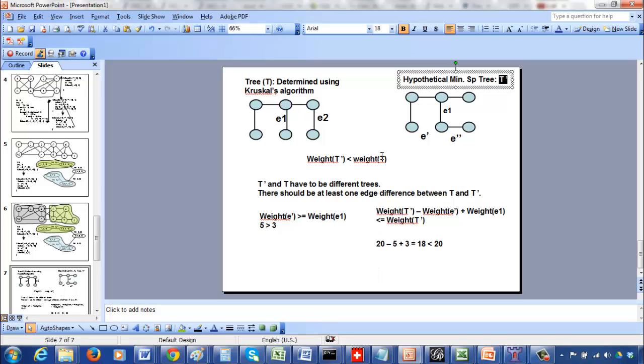Now you also notice that by doing this kind of edge change, we are making T and T prime become more similar to each other. Initially they had two edge differences, now they have only one edge difference, which is E2, which is here, not here, and E double prime, which is here, no longer here. So we can do a similar process of putting E2 here and removing E double prime, because E double prime is not here and E2 is here, which means the weight of E double prime has to be greater than or equal to the weight of E2.